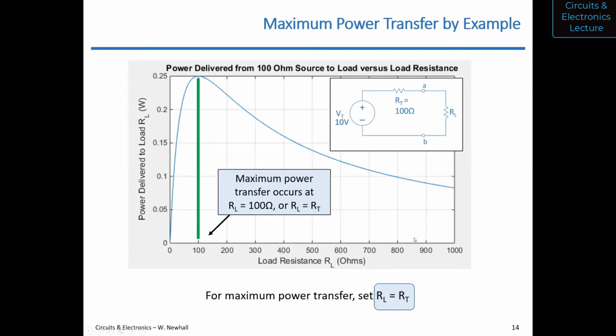So if you have a stereo that says 8 ohms at the speaker jack at the output, that means use a speaker that looks like an 8 ohm resistor. If it says 16 ohms, use a speaker that looks like a 16 ohm resistor. That will give you maximum power transfer from the amplifier to the speaker.